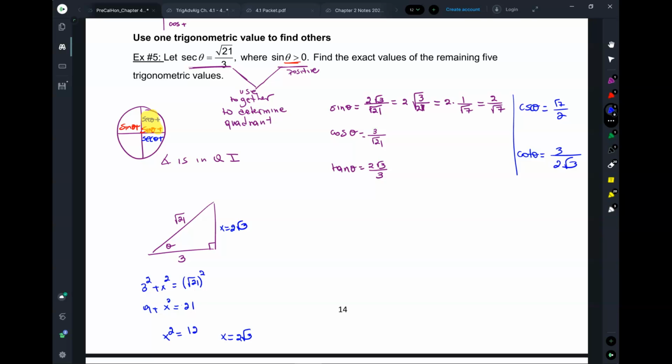And then in quadrant 4, cosine is positive again, because it's all students take calculus. Okay? All right, go ahead and do the next one on the next page.